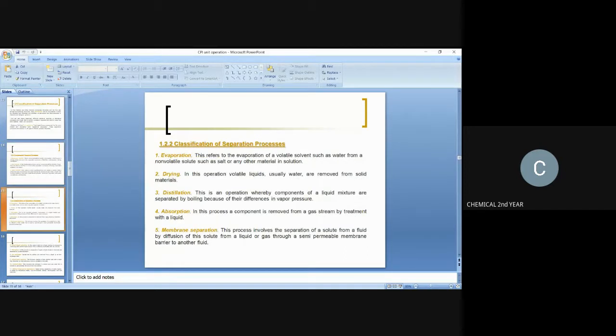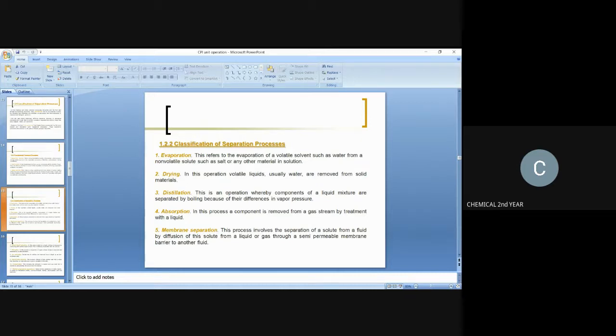Classification of separation process. First one is evaporation. This refers to the evaporation of volatile solvents such as water from non-volatile solute such as salt or any other material in solution. Next is drying. In this operation, volatile liquids, usually water, are removed from solid materials. Next is distillation. This is an operation whereby components of a liquid mixture are separated by boiling because of their difference in their vapor pressures.